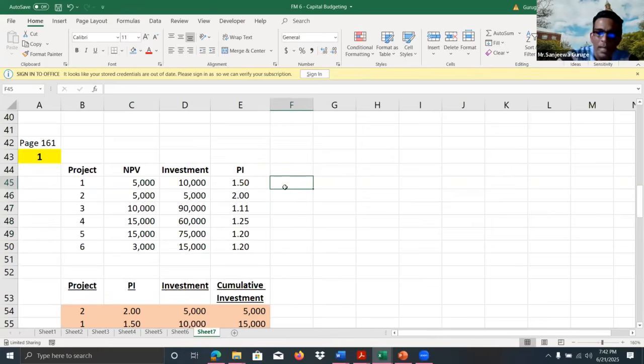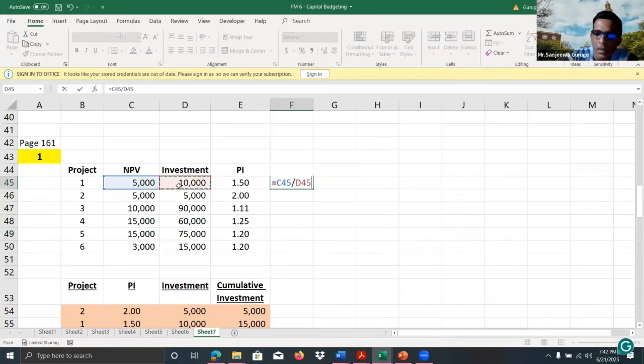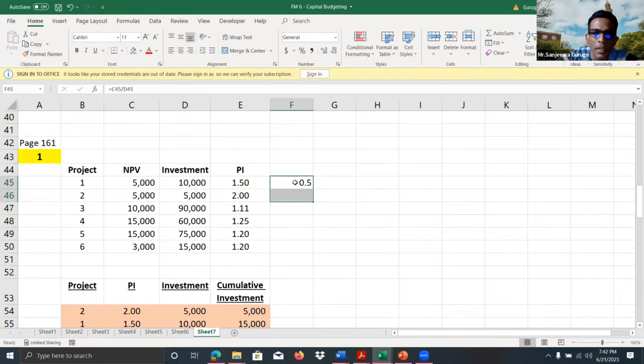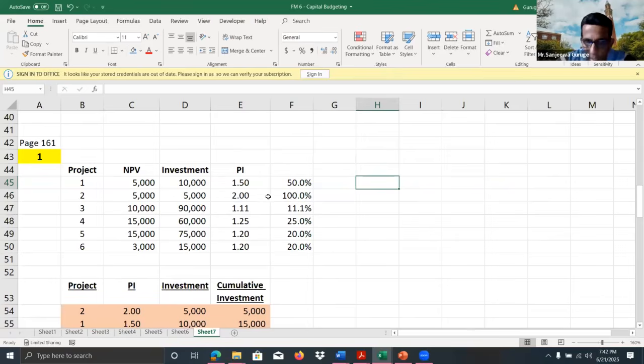Otherwise, we can calculate it as a percentage. Now, this is the method given in the study text, in the example. Whatever method you use to calculate it, you get the same ranking. What is the best project? The project with the highest profitability index. The higher the profitability index, the better.